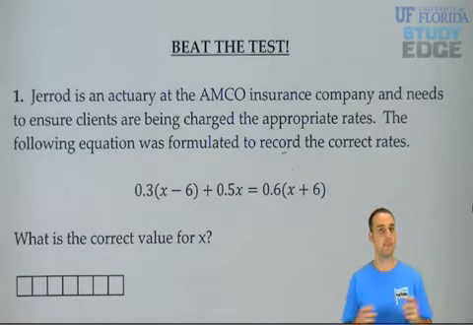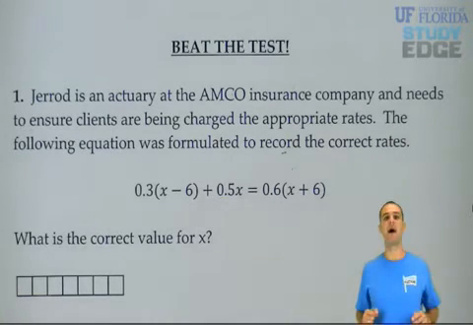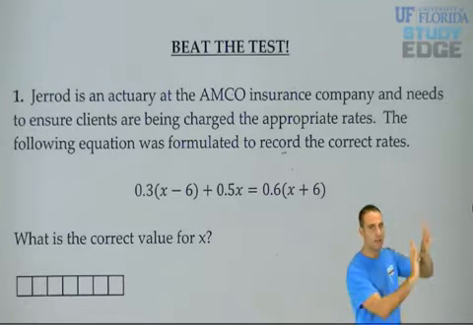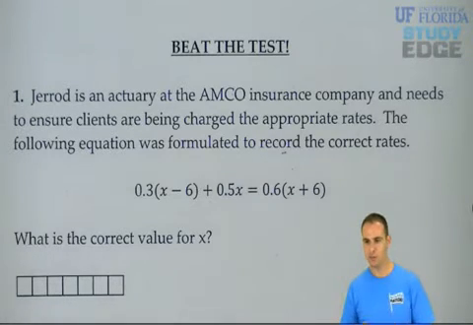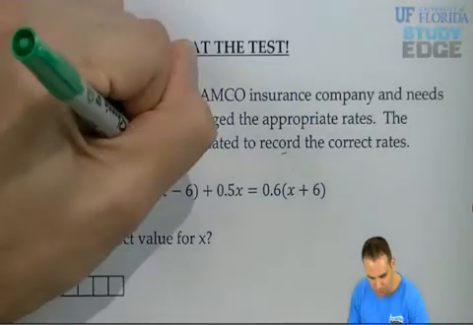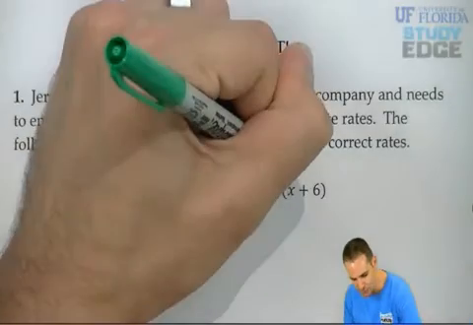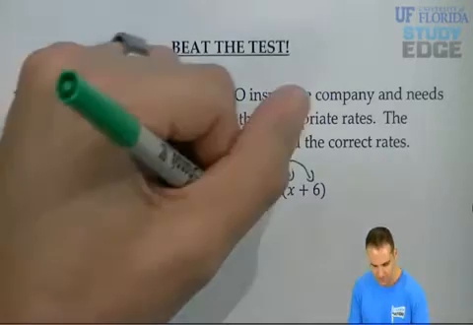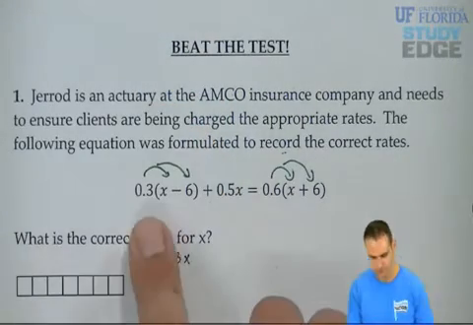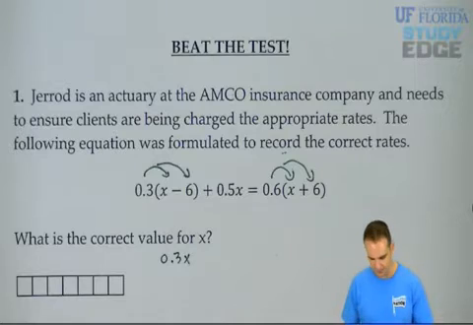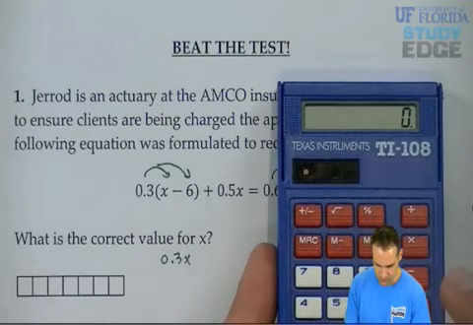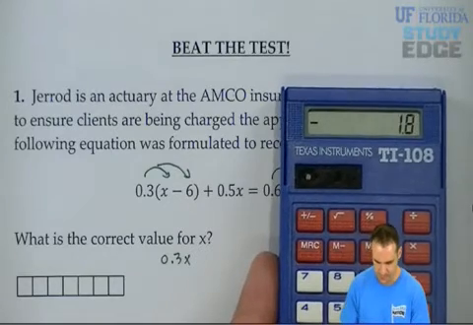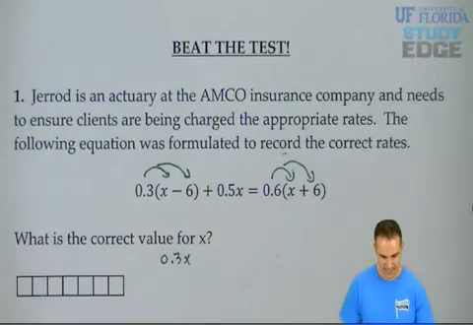So we're going to solve. Step 1, distribute. Then combine like terms on each side. Move your variables to one side, your numbers to the other, and divide. Step 1, we're going to distribute 0.3 to each of these terms and 0.6 to each of these terms inside the parentheses. 0.3 times x would be 0.3x. 0.3 times negative 6. So 0.3 times 6, make it a negative, and that'll give you negative 1.8.